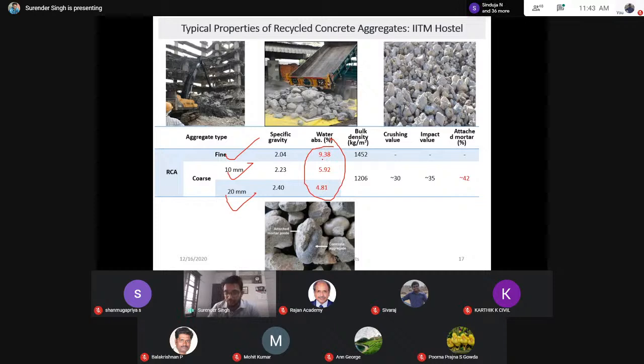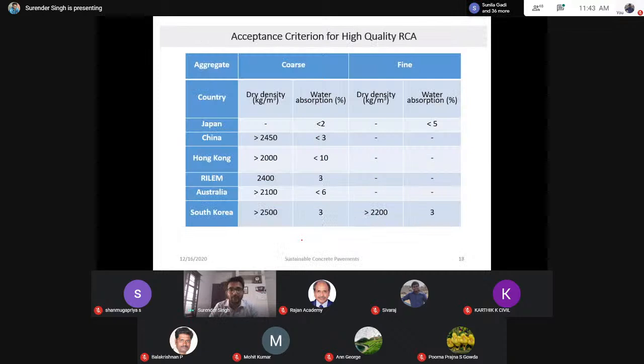And the code says that it should be less than 2%. Why? Because the aggregate were surrounded by this mortar paste. And this mortar paste being porous, it will absorb the water, bringing the water absorption to more than 2%. Okay, so what is happening in other countries? Other countries are also saying that if you want to use some recycled aggregate, the water absorption should be less than 2%. Japan and China say 3%, Australia says 6%, but in our condition, what they found, it is around 10%.